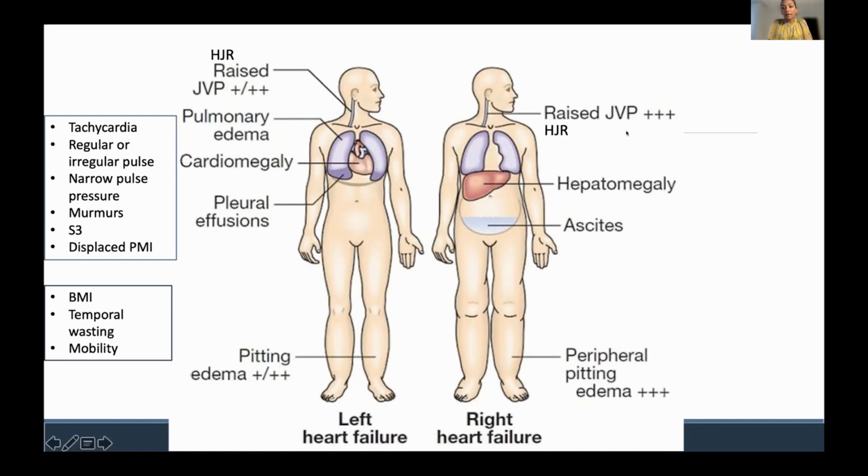Features of right-sided heart failure are elevated JVP, hepatojugular reflux, hepatomegaly, ascites, pleural effusions, and peripheral edema. And most commonly, you'll see signs of both left and right-sided heart failure. In certain cases, if it's an RV predominant cardiomyopathy, then you'll see more right-sided heart failure signs. Signs that you'll see in more advanced cases are a low BMI, temporal wasting, and really impaired mobility.